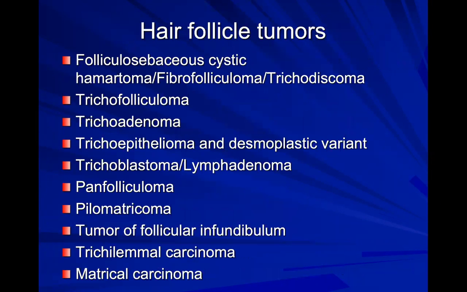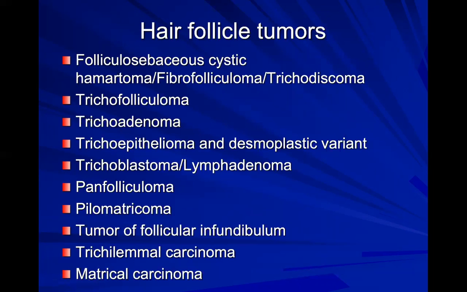So a list of hair follicle tumors we'll cover are things more in the hamartomatous category, such as folliculosebaceous cystic hamartoma, fibrofolliculoma, trichodiscoma. And then we get a little bit more well differentiated into trichofolliculomas, trichoadenomas, trichoepitheliomas, trichoblastomas. And then, of course, the malignant version of these is like a basal cell carcinoma, which we've already covered in another chapter. And then sometimes people put panfolliculomas and pilomatricomas in the cyst section.